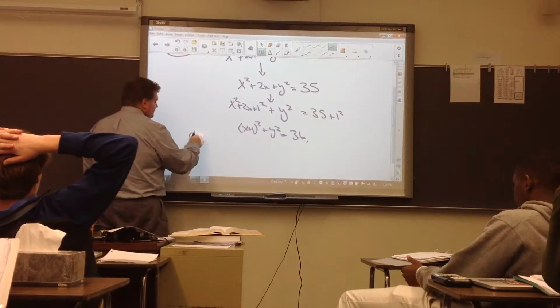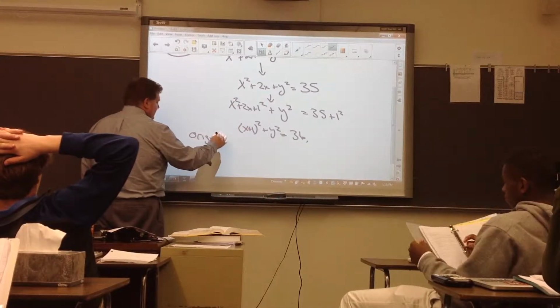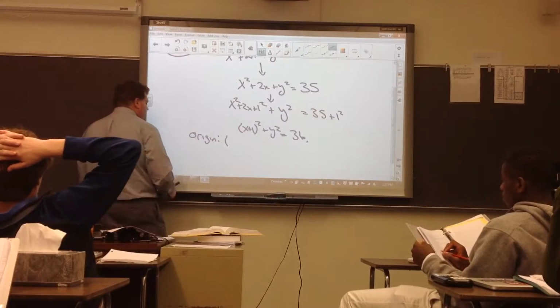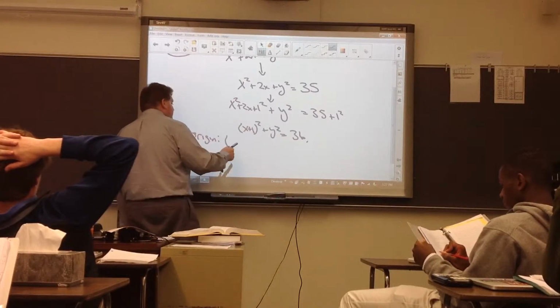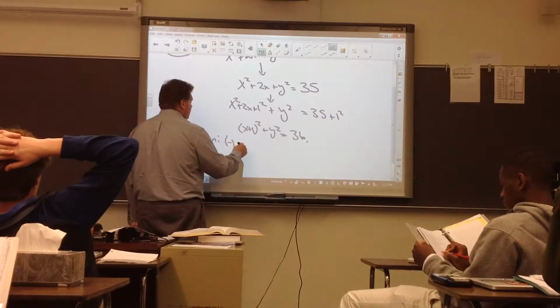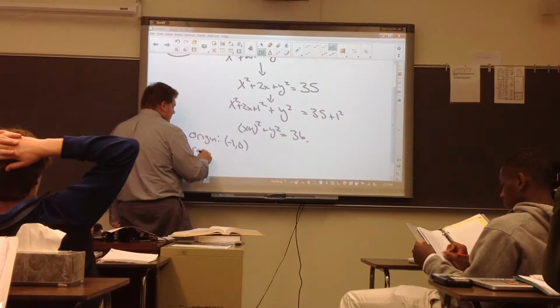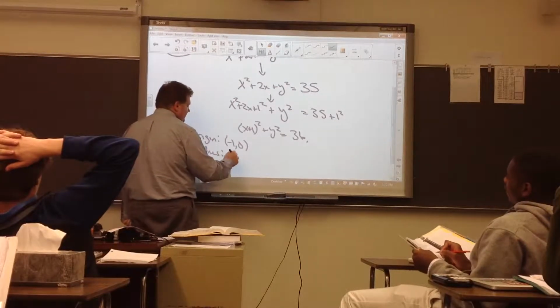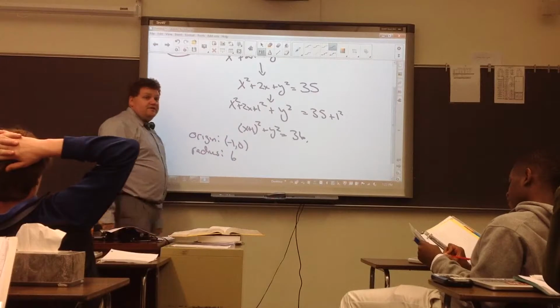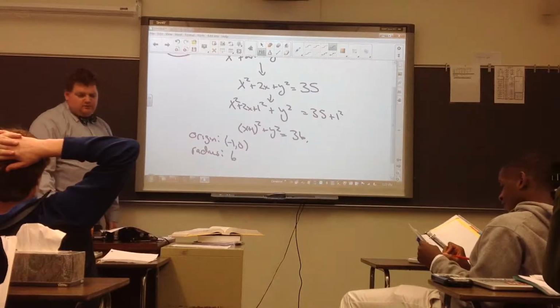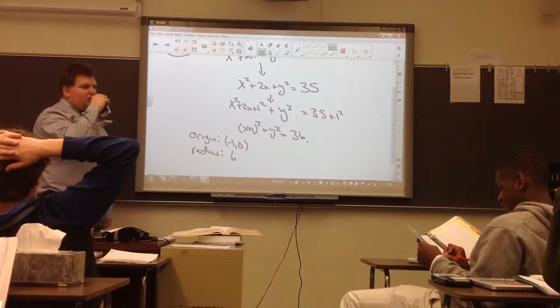So my center of the circle is at what point? Negative 1, 0. And my radius is 6, the square root of 36. Any questions on how that worked? I mean, it's pretty straightforward.